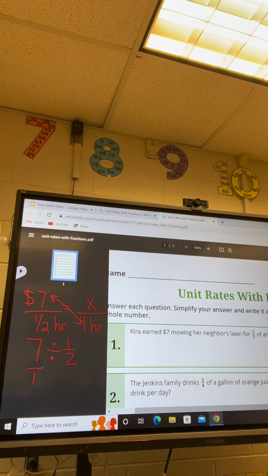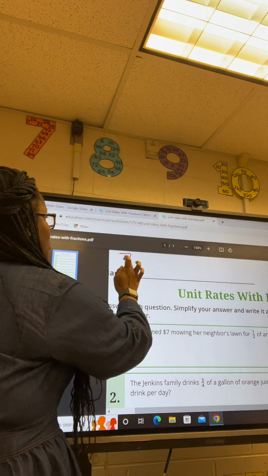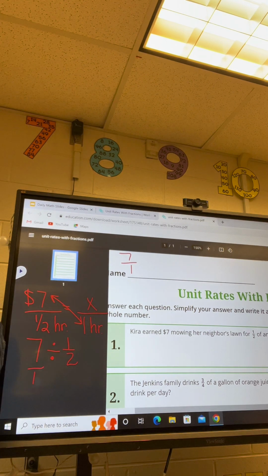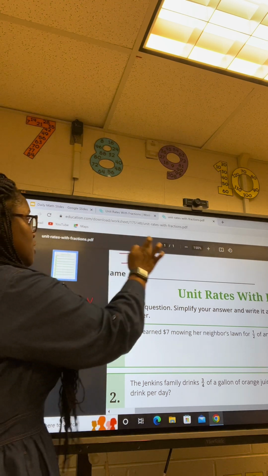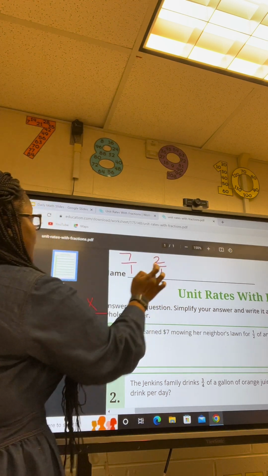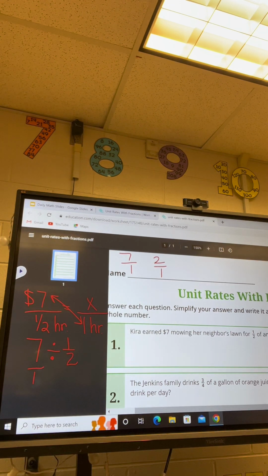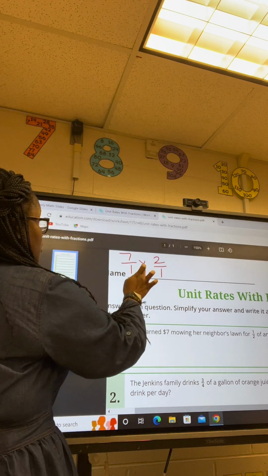Jake, what do we do when it's time to divide fractions and someone says we can't divide fractions? Keep, change, flip. What am I keeping, class? 7/1. What am I changing, Wesley? We're gonna change 1/2 into 2/1. I'm going to change 1/2 into 2/1. That's to reciprocate. What else am I going to do? You're going to change the division to multiplication.